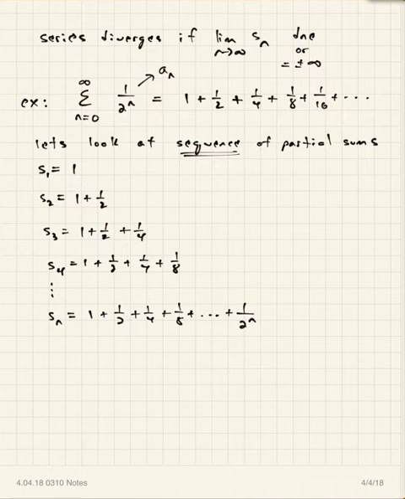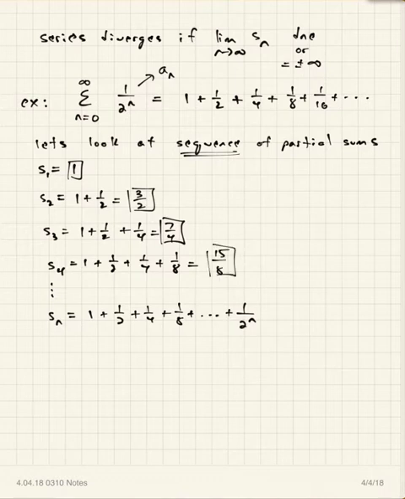So S of 1 is 1. That's our first term of our sequence. S of 2 is 3 halves. Just add those two terms together, you get 3 halves. S of 3 is 7 fourths. S sub 4 is 15 eighths as you go through and add those terms together. So our sequence looks like this. It's 1, 3 halves, 7 fourths, 15 eighths. And what ends up happening here, the first term is when n is 1, and then this is when n is 2, n is 3, n is 4, like this.